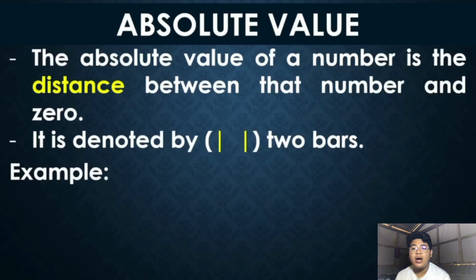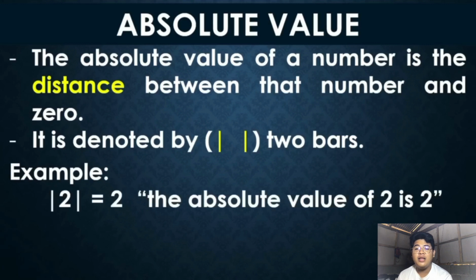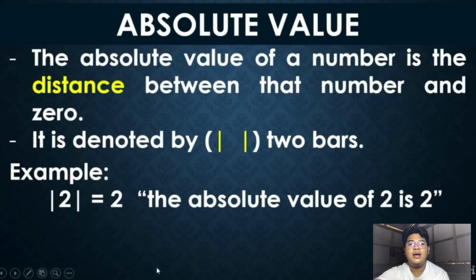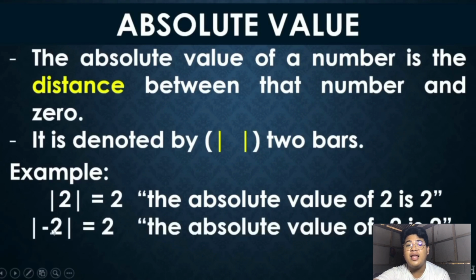So here we have an absolute value symbol. How would we read this? The absolute value of 2 is 2. This is the absolute value of negative 2. How do we read this? The absolute value of negative 2 is 2. Now the negative absolute value of 2, how do we read this? The negative absolute value of 2 is negative 2.